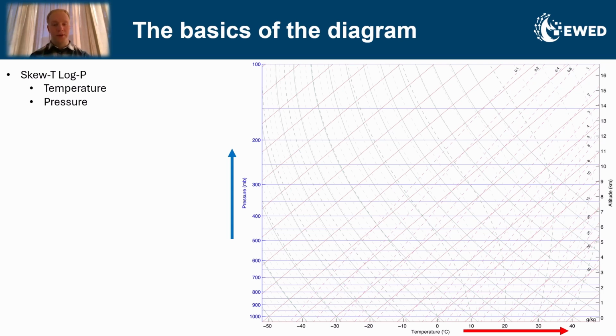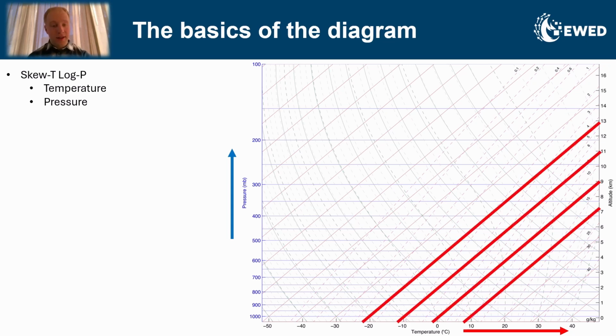Then there's still the other part of the name, skew-T. The T, of course, stands for temperature, but the word skew stands for the fact that the lines of equal temperature are not exactly going vertical. They are skewed. I have indicated those skewed lines with the red lines in the diagram here. So the -20, -10, 0 and 10 degree lines in this case. They are skewing to the right. And there's a reason for this.